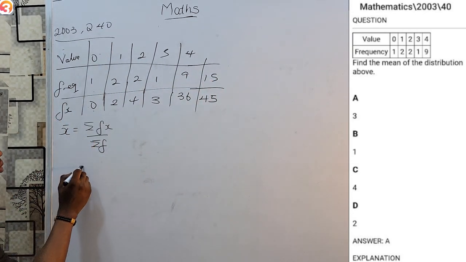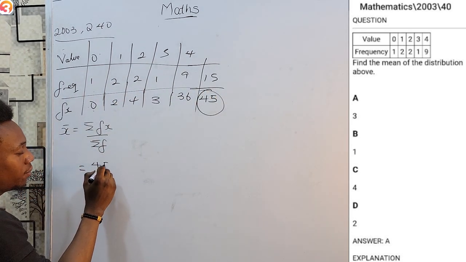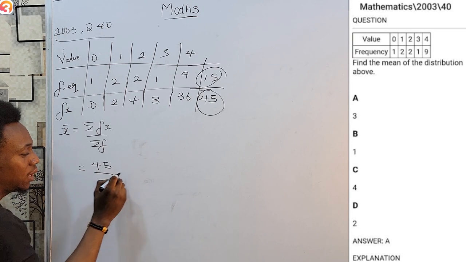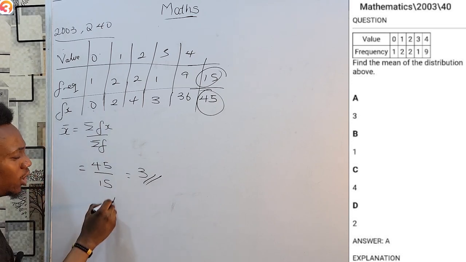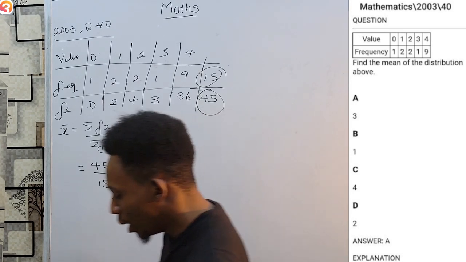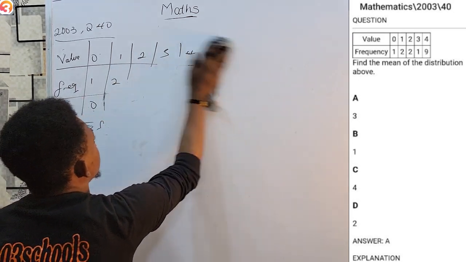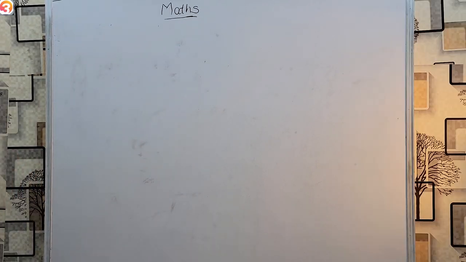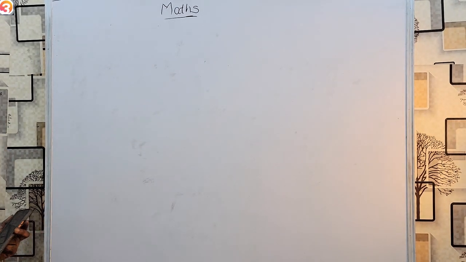So you see, without much ado, I know that summation fx, adding all my fx together, was 45. And summation f, adding all my frequencies together, was 15. And dividing must give me 3, which is option A. So you see, without much effort, without more stress, we are simply done. And let us solve just one more question before that drive this in. And we shall actually call it a day on measures of central tendency.